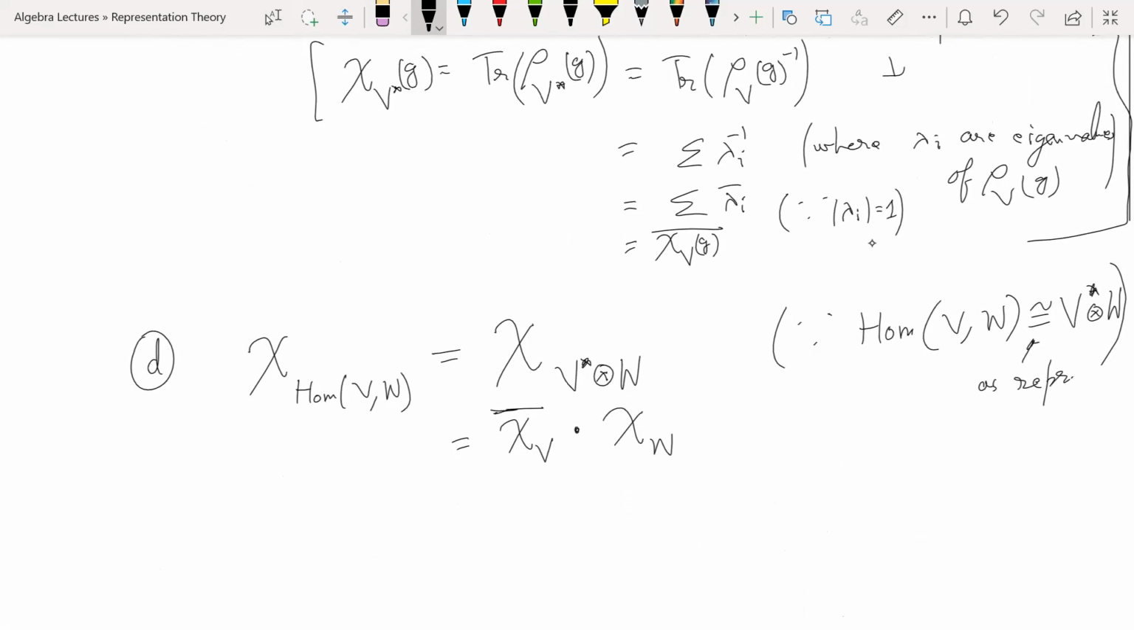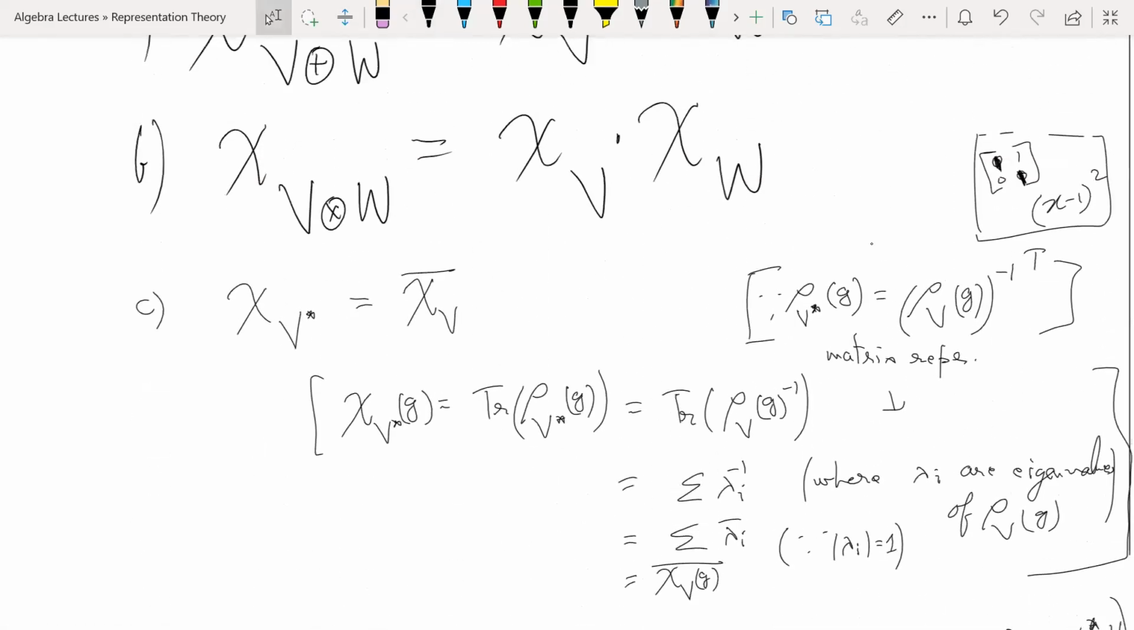More or less we know how to calculate the character in most of the examples we have seen. If it is one dimensional, then we know how to do it. If it is a sum of representations and so on, we can do it. And even for the tensor algebra, we can do it. So there are a few things missing.